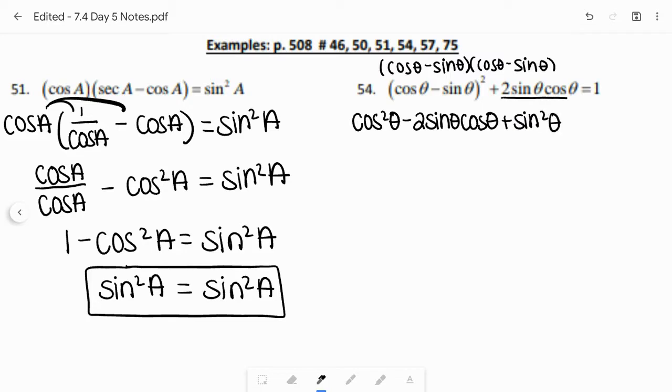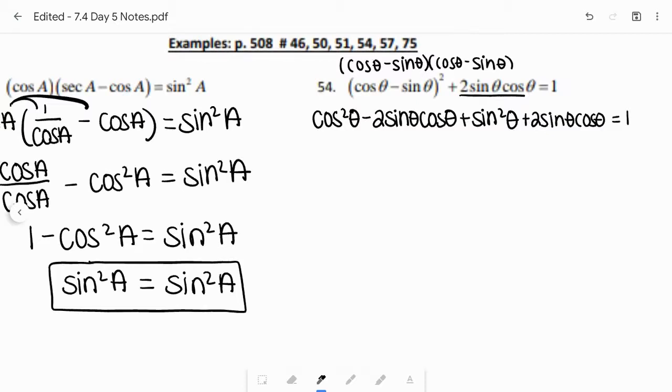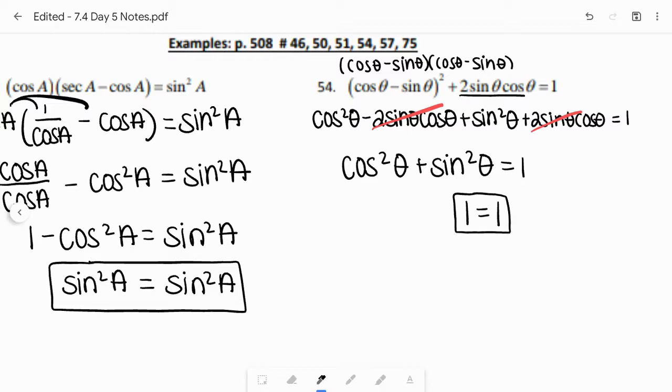Now I can add in my plus 2 sine theta cosine theta, and all of that equals 1. Okay, well now I can go ahead and cancel out my 2 sine theta cosine theta with the negative 2 sine theta cosine theta. So I am left with cosine squared theta plus sine squared theta equals 1. And again, cosine squared theta plus sine squared theta, that was one of those identities that we wrote on the front. 1 equals 1. So I was able to prove this identity.